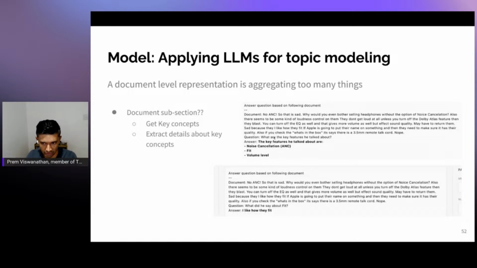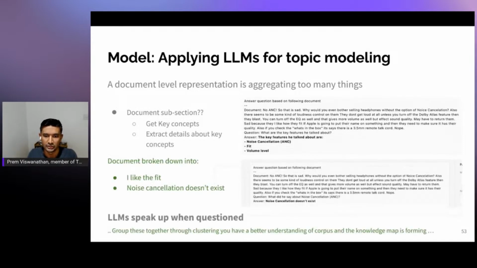So for example, here I'm asking the first question, what are the key features the reviewer talked about? The answers are noise cancellation, fit, and volume. And then you ask a follow-up question: so what did he say about the fit? Now the answer is more concise and to the point, where it says, I like how they fit. So using such setups, the entire document is broken down into 2 or 3 components that have the key signal. I like the fit, noise cancellation doesn't exist.